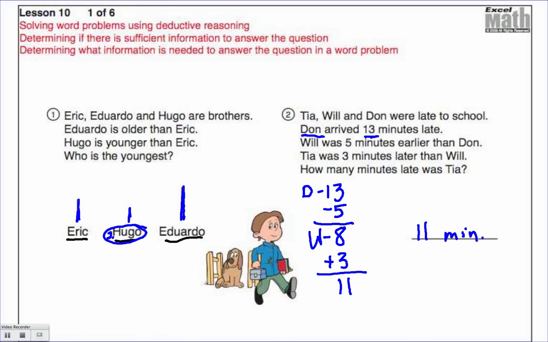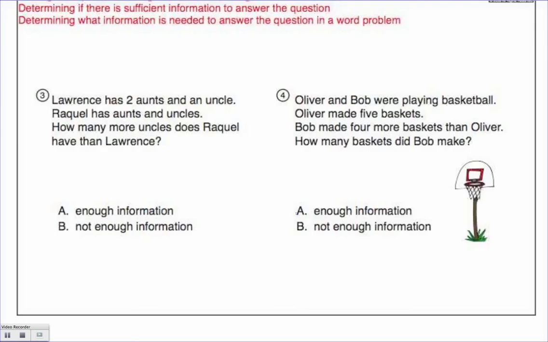All right, hopefully you got that one right on your own. Here are 2 other problems. Let's do the first one together, and the second one you can try on your own. What you're going to do is read the problem and just simply decide, are they giving you enough information to answer the question or not? And if they're giving you enough information, you're going to pick A. If they're not giving you enough information, you're going to pick B. You don't even really have to solve the problem. However, if they do give you enough information, I want you to go ahead in this space and write out how you would solve the problem to prove that they are giving you enough information.